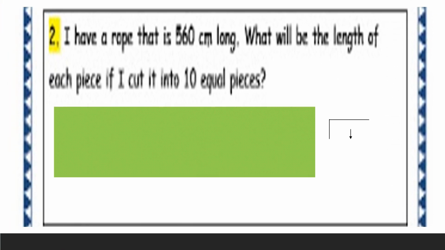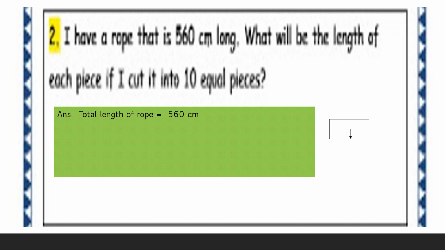Then second question, I have a rope that is 560 centimeter long. What will be the length of each piece if I cut it into 10 equal pieces? It means total length of the rope is 560 centimeter and you are going to cut it into 10 equal pieces. Now you have to tell here what is the length of each piece. Each piece means you are going to divide it. One piece it is asking.